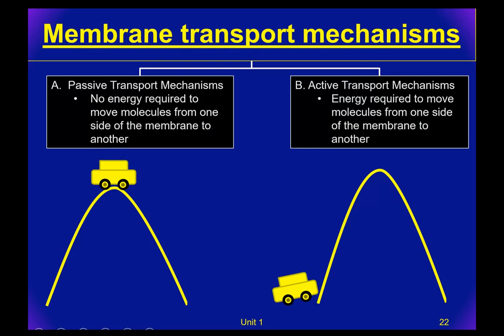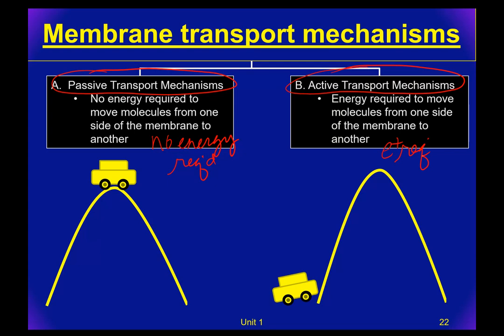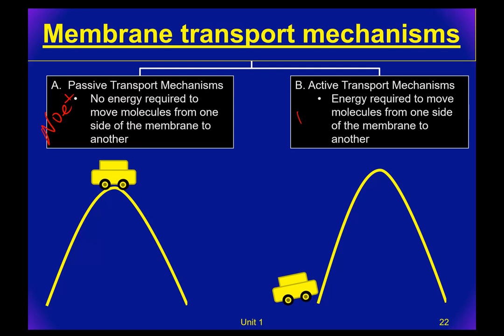Okay, so let's talk about the two ways that we transport things. We've got passive transport mechanisms and we've got active transport mechanisms. Simple: passive, no energy is required. Active, energy is required. Those are two really, really big important things. So let's talk about how things move without versus with energy.